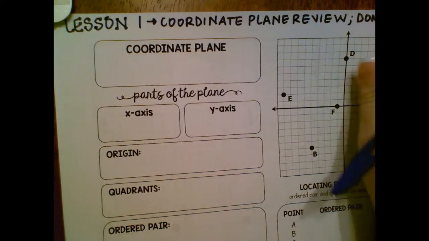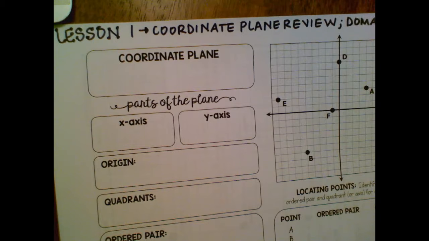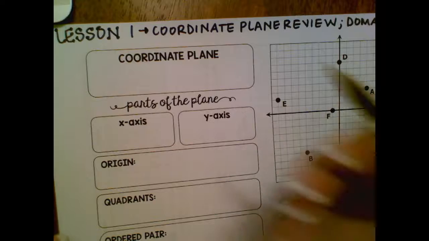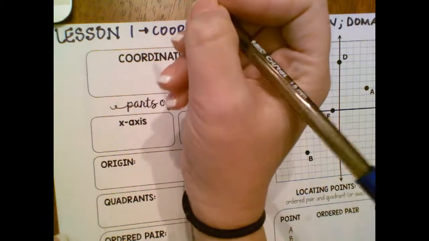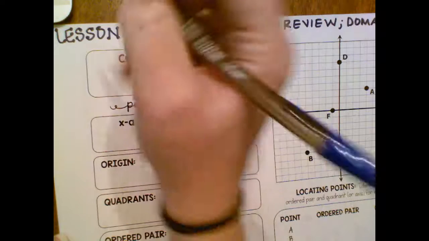Hey everyone, in order to start our new unit, we are going to need to know about the coordinate plane, domain and range, and that sort of thing. So the coordinate plane is formed by an intersection of two lines, the horizontal and vertical axis.